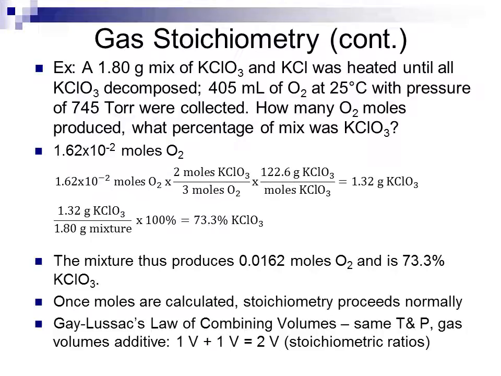Now, one specific caveat of gas stoichiometry is what's called Gay-Lussac's law of combining volumes. According to this law, for the same temperature and pressure conditions, gas volumes are additive. If I had, for example, a reaction of hydrogen and chlorine, 1 mole of hydrogen plus 1 mole of chlorine forms 2 moles of hydrogen chloride. The volumes of those would be additive. So if I had half of a liter of chlorine and half of a liter of hydrogen, I would produce a whole liter of hydrogen chloride.